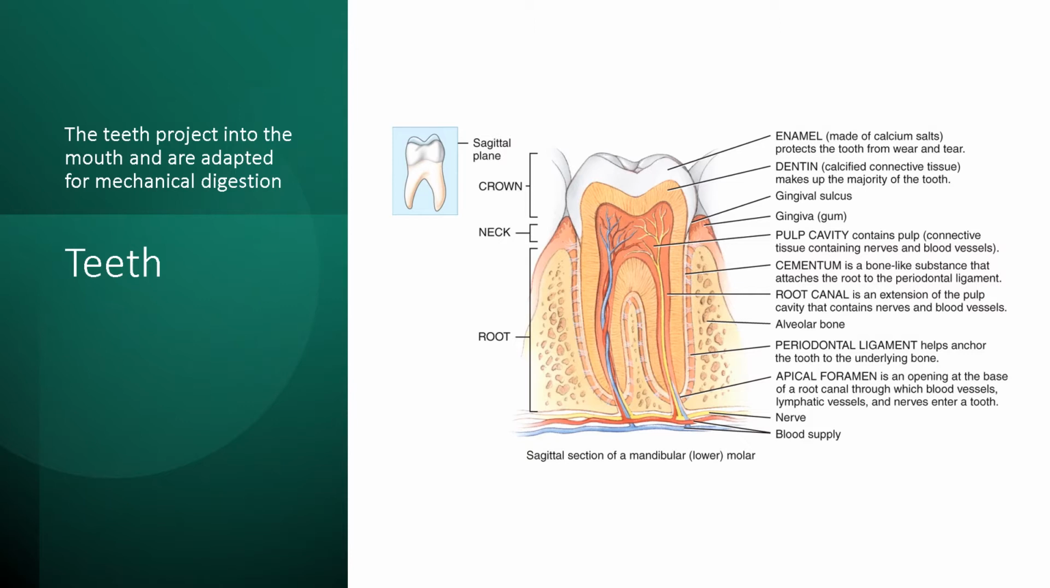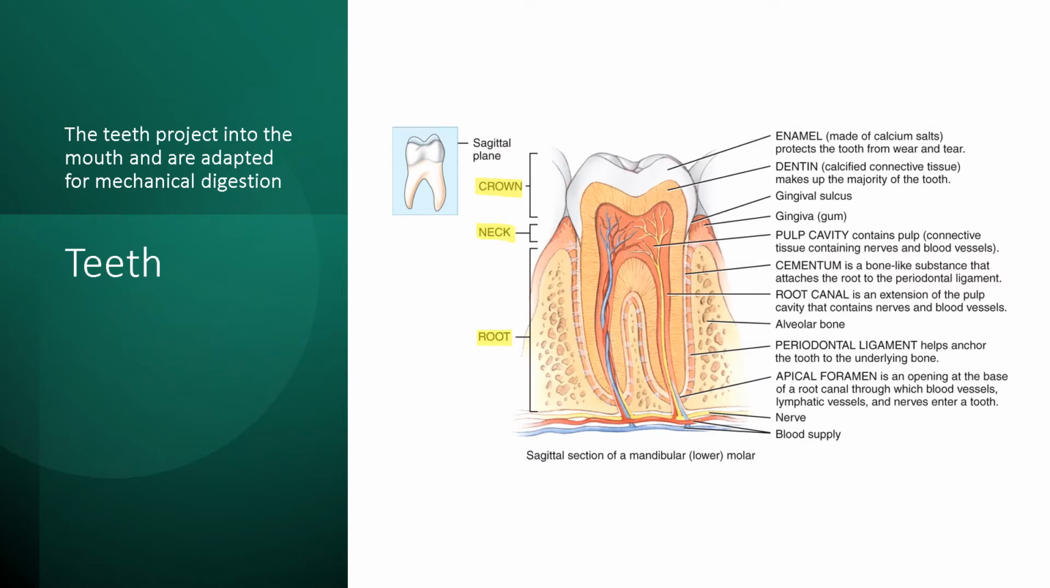Next, moving on to the teeth. Now the teeth are accessory digestive organs that are located within sockets of the alveolar processes of the mandible and the maxillae, so the upper and lower jaws. Now a typical tooth has three major external regions. These regions are going to be the crown, the root, and the neck.